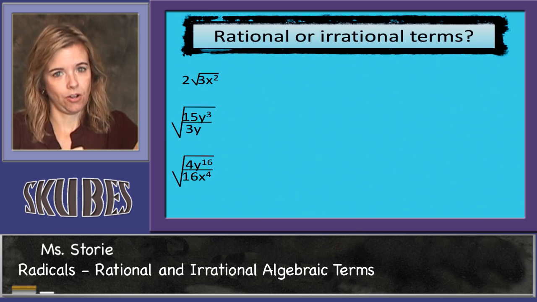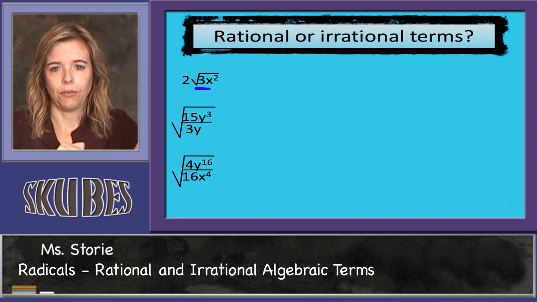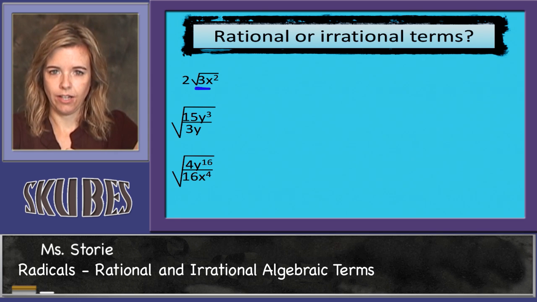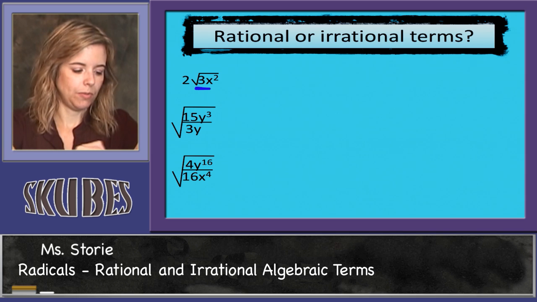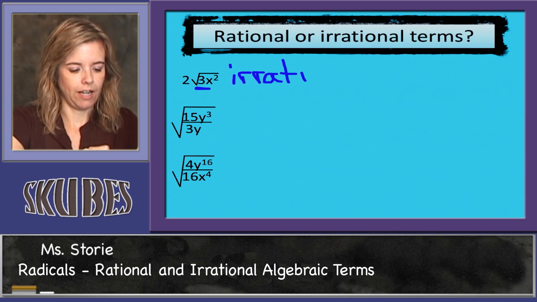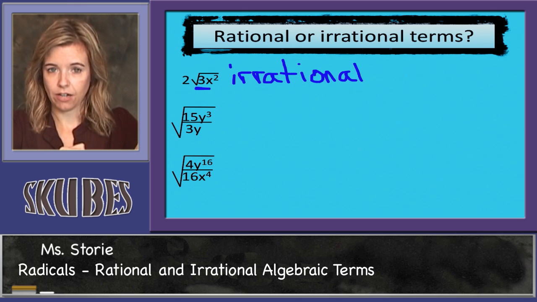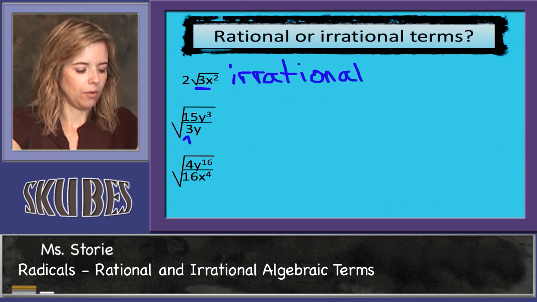Now, question is, are these rational or irrational terms? If you plug in 3 and take the square root into your calculator, it will not end. This would be irrational. Because if you have a non-terminating decimal, a decimal that never ends, it's automatically an irrational number.